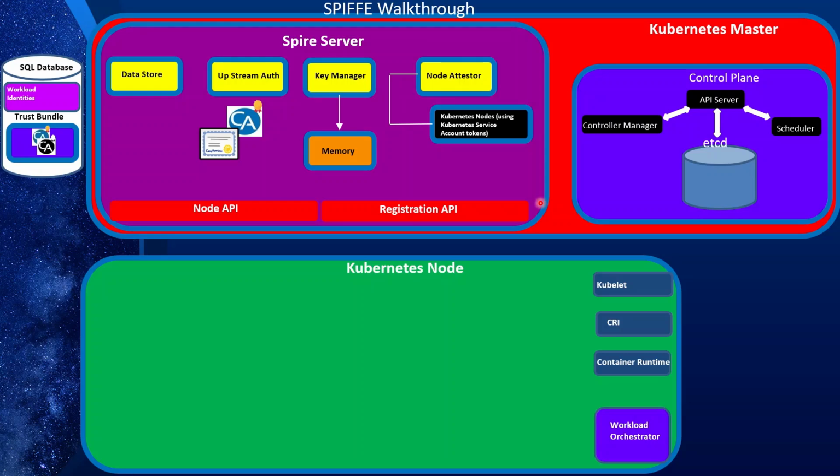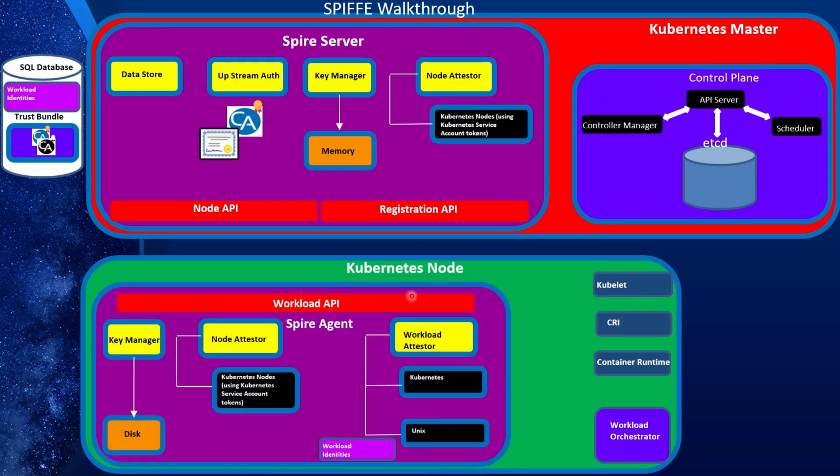At some point, the SPIRE agents come online. On each Kubernetes node that we have, a SPIRE agent will be installed, and every agent will be managing all the pods that are created on that node. Next, the SPIRE agent calls the SPIRE server's Node API, and then it gets the trust bundle that was created earlier in the SPIRE server.